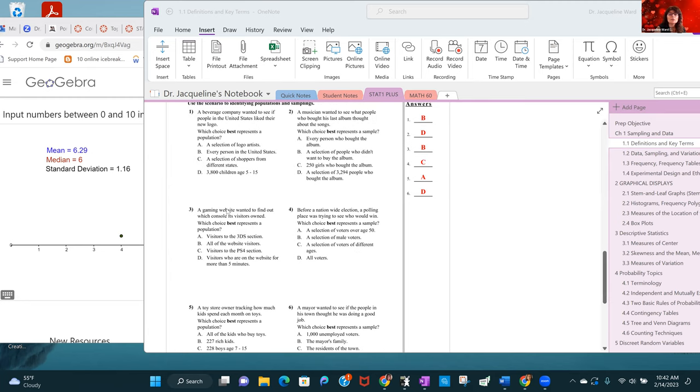So like number three, a gaming website wanted to find out which console its visitors owned. Which choice best represents a population? The answer there is B as well, but that's good. They want to find out which console its visitors owned, so that's every single visitor to that website. That's what they're trying to figure out. That's the population.